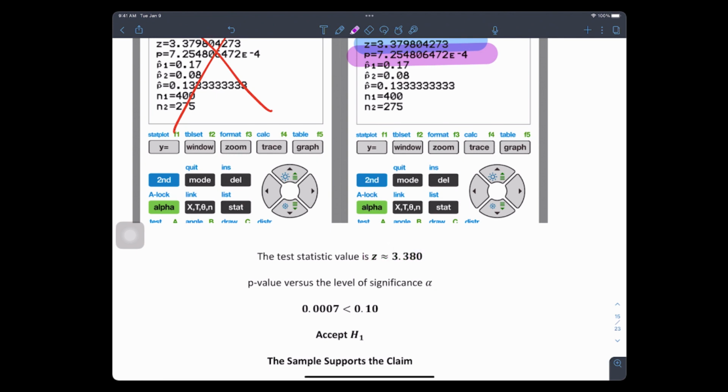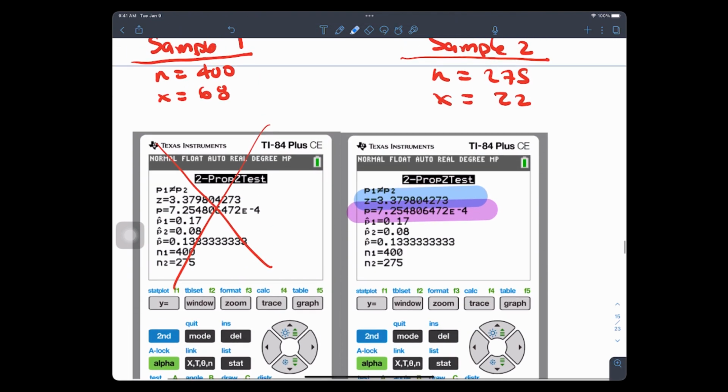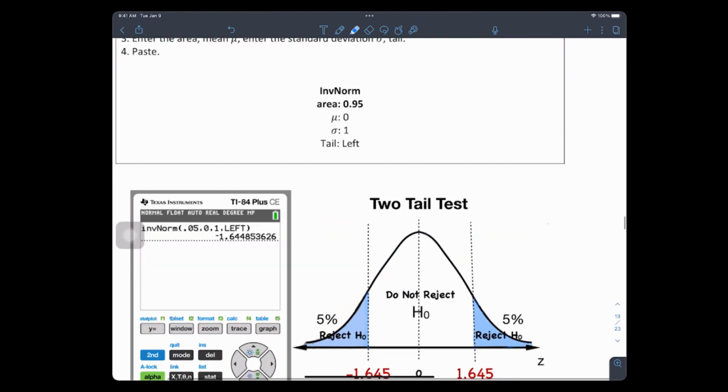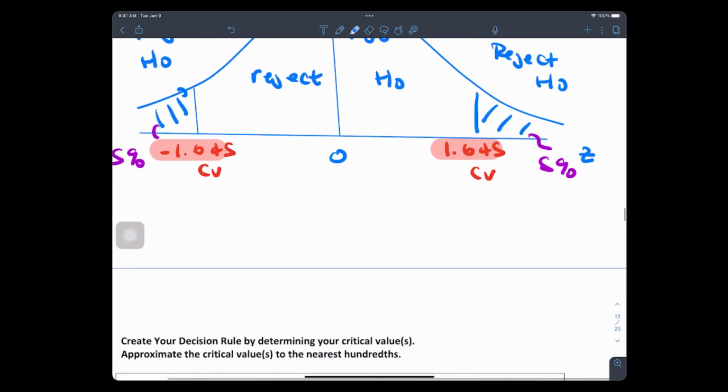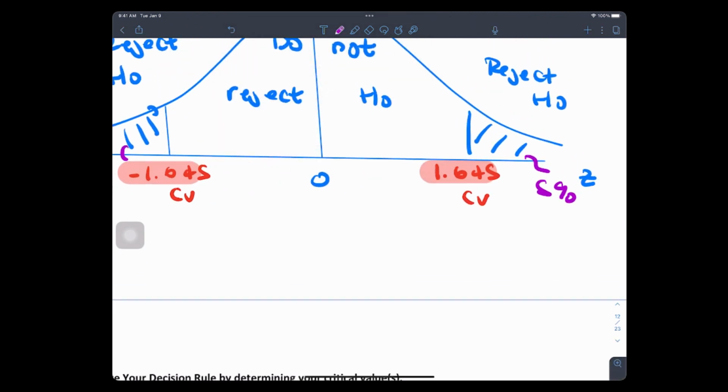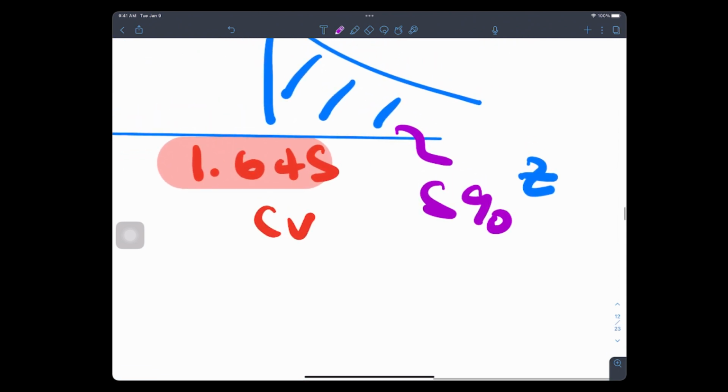Here's my summary. Test statistic and then my z-value, whatever. It's already up there. So let's do 3.380. 3.380 is a test statistic, ladies and gentlemen. Where does that test statistic live? Is it to the right of your critical value? 3.380. This is that test statistic.